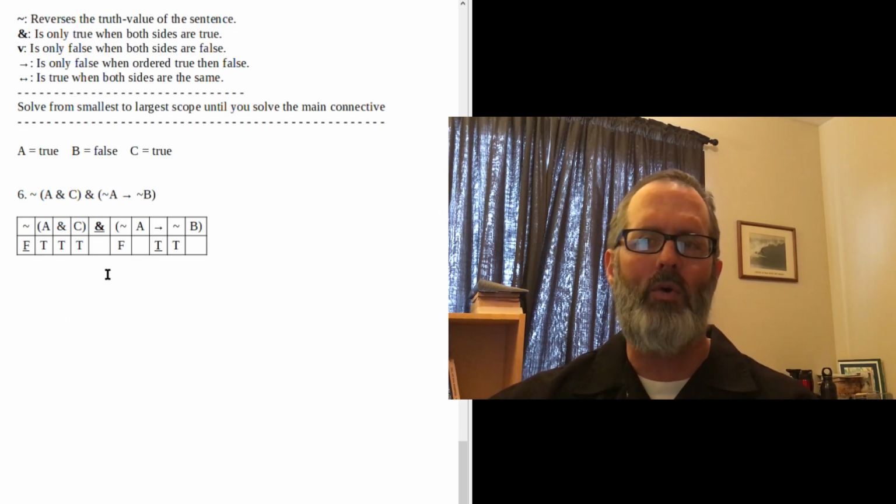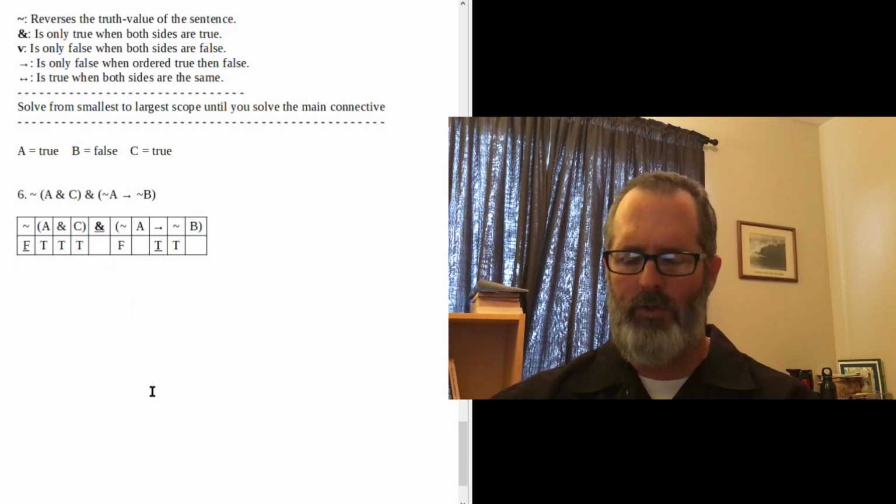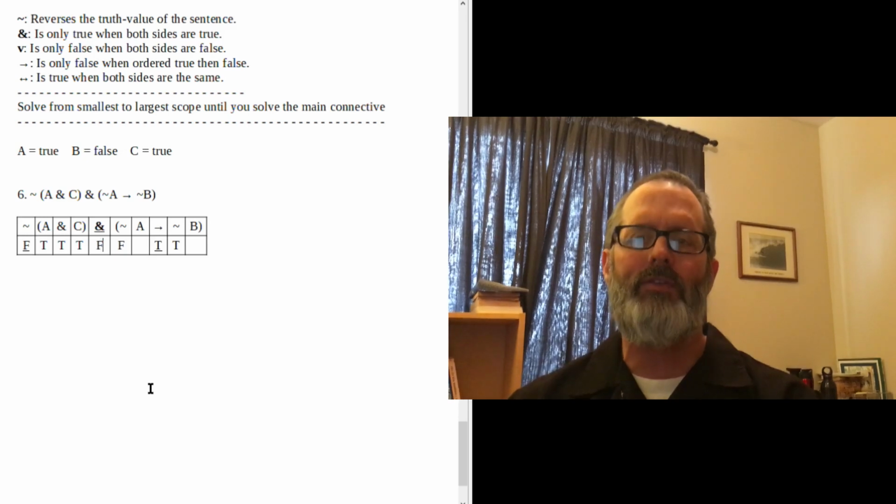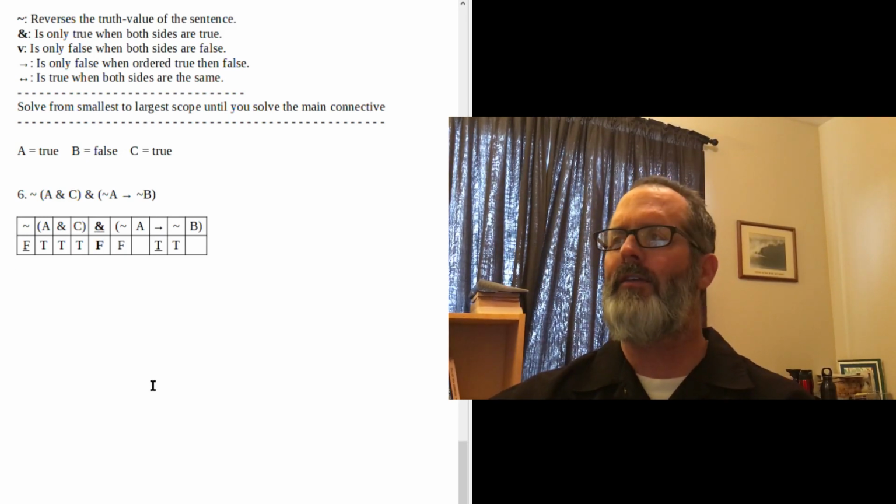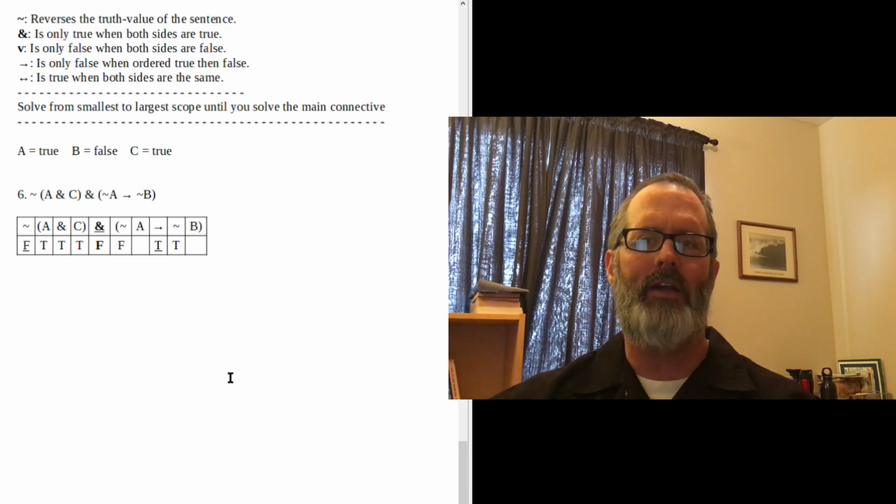And now, the only value left is my main connective, the and. An and is only true when both sides are true, so this and is false. That is my main connective. I would circle it. That is my final value for example 6.